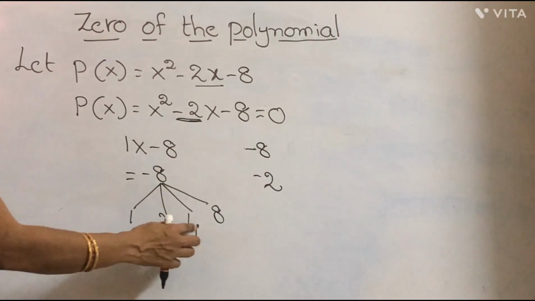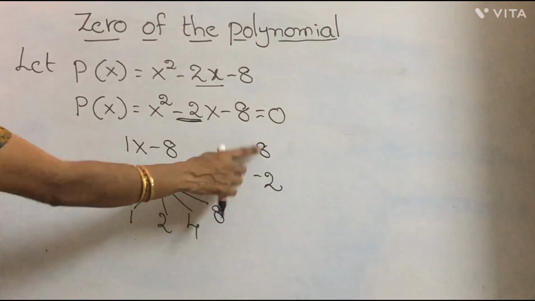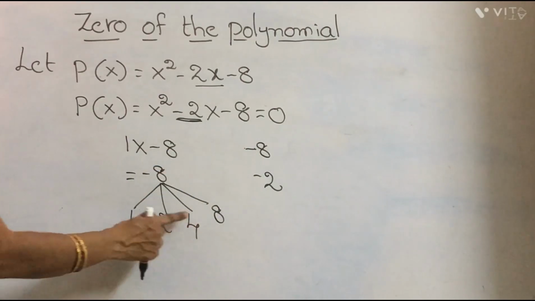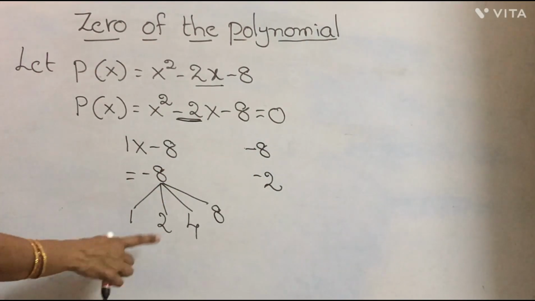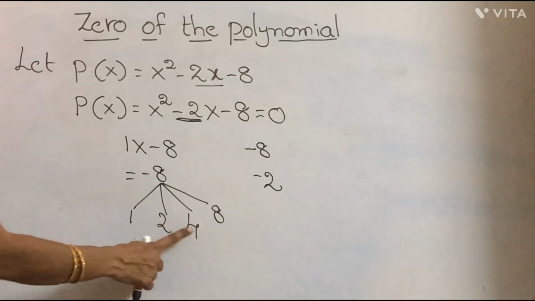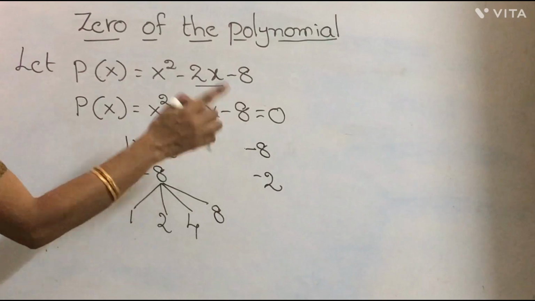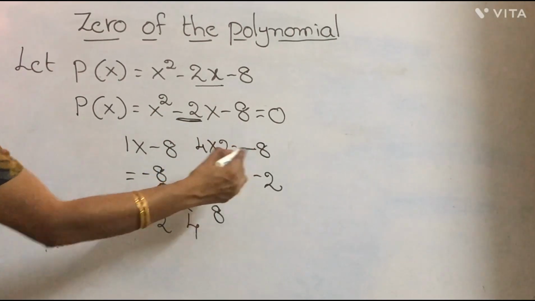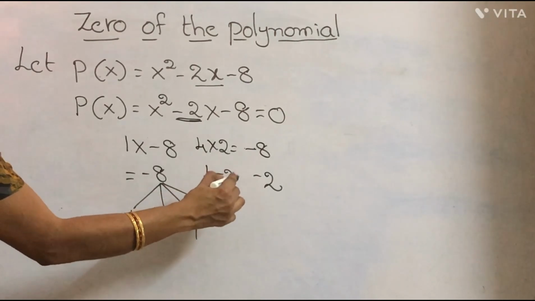Now among these I am taking 1 2s are 2, so the product is not 8. Next 2 4s 8, that's satisfied. 4 minus 2 also 2. These 2 should satisfy. First product, 2 4s are 8. Next one, 4 minus 2 is 2. So I am taking 4 into 2 is 8. Next 4 minus 2 is 2.